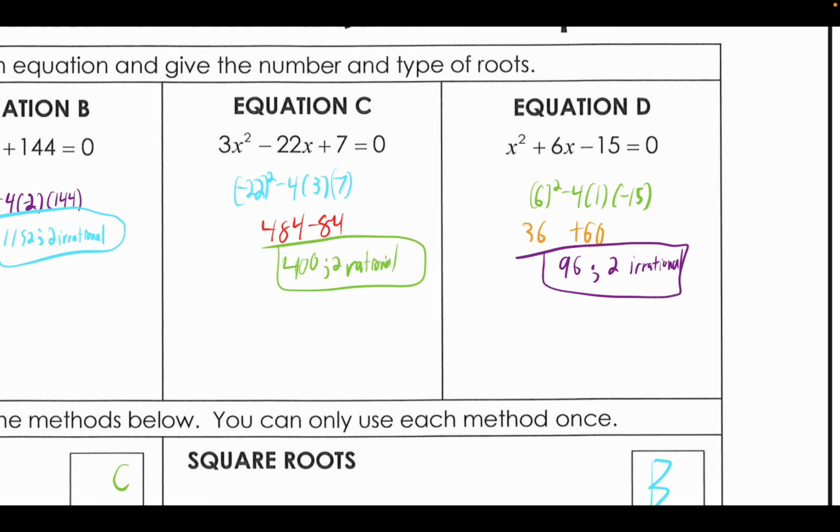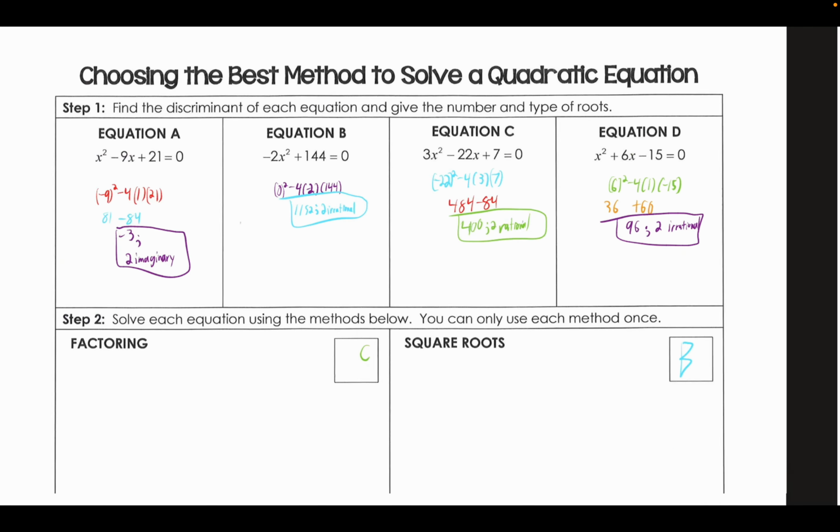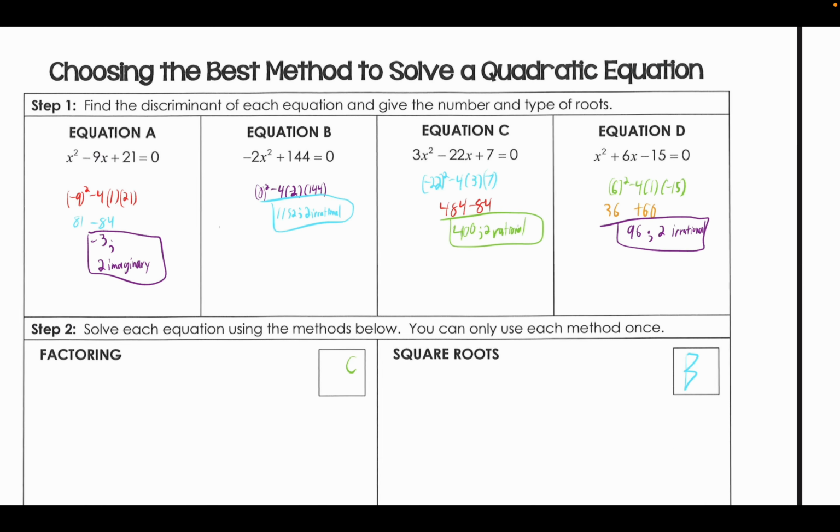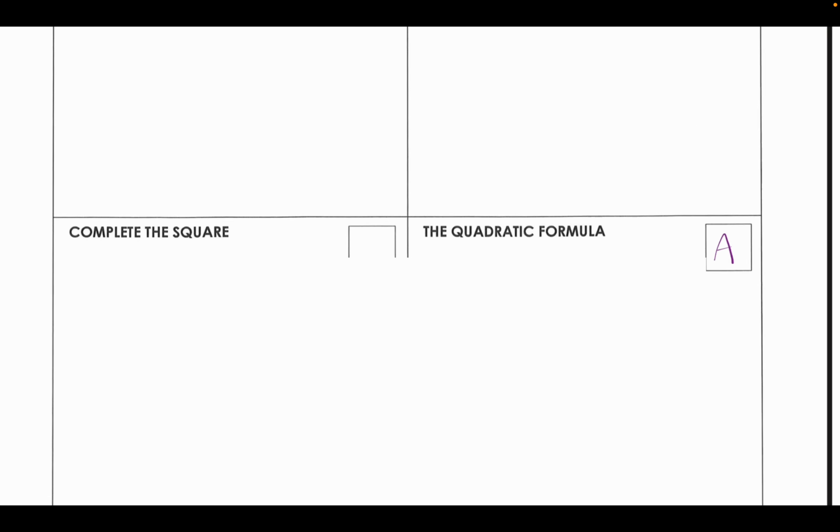And so now knowing that I have irrational roots, that removes the idea of doing factoring. And because I have a b term, that means we can't square root. So I'm stuck with either completing the square or quadratic formula. And because I have a b that is even, as opposed to on equation A when I had a b that was odd, I'm going to want to try and use completing the square on this one, because I can use completing the square when the b is even a little more easily.